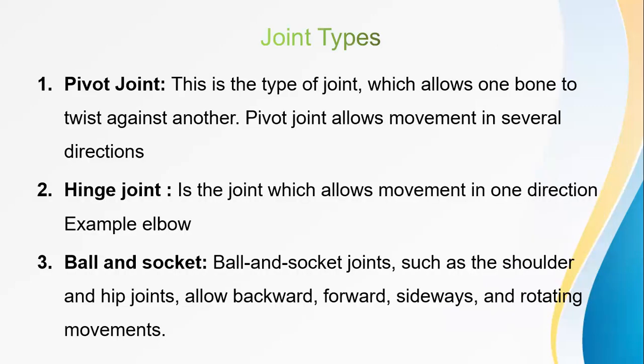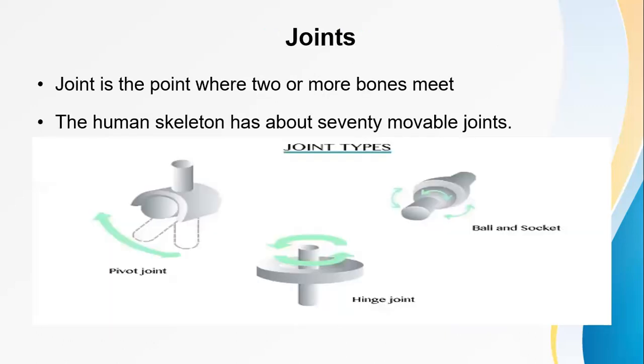The other kind of joint is the ball and socket. The ball and socket joints include the shoulder and the hip joints, which allow backward, forward, sideways, and rotating movements. So these ball and socket joints are the ones that are very flexible. As you can see here in our illustration of the ball and socket joint, there are various directions in which this kind of joint can allow movement.